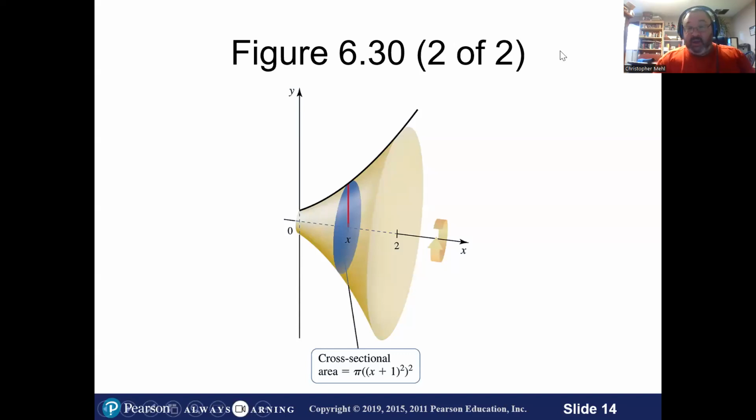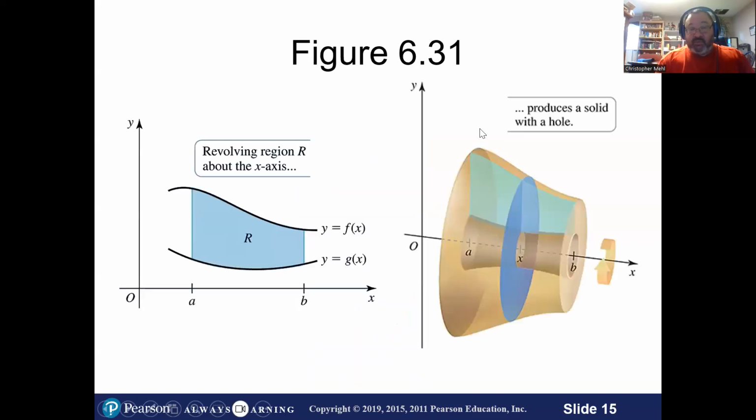So let me jump over to here. Now, the washer method is, like we said, we have an upper curve and a lower curve, and we're looking at the region between the curves. Instead of the bottom curve, if you will, being the x-axis, it's another curve, g of x. We're doing the same thing. We're going to revolve that region R about the x-axis, and that gives us a solid of revolution, but now it's one that has a hole in it.